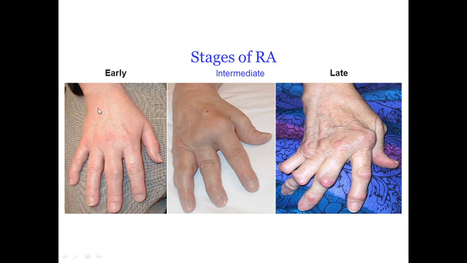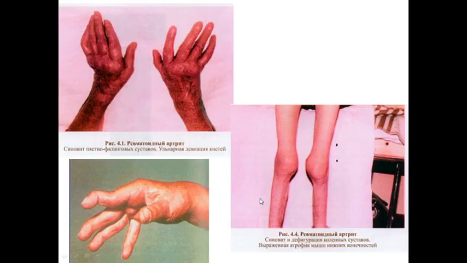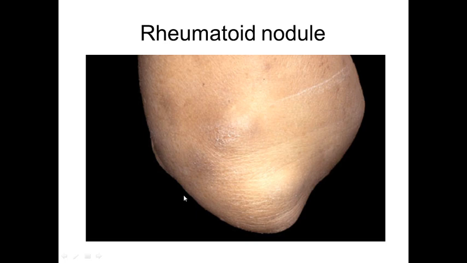Sometimes from the early stage to the late stage, these deformities may take, for example, 10 to 15 years to occur. Sometimes, for example in my clinic, I saw this kind of deformity develop even within 3 years because of a highly active process. Here are also deformities like swan neck deformities, and deformities of the knee joint.